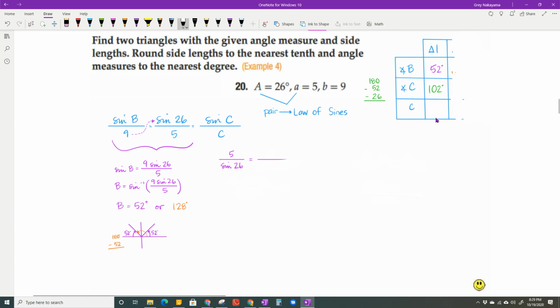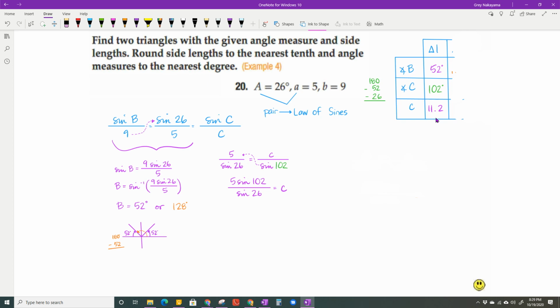So that's why I switched it this time and put the number on top. So 5 over the sine of 26 equals C over the sine of 102. Okay? Again, I'm solving for C. I'm just going to move that guy up top. So C is equal to 5 times the sine of 102 over the sine of 26. And when you punch that in your calculator, you're going to get 11.2.